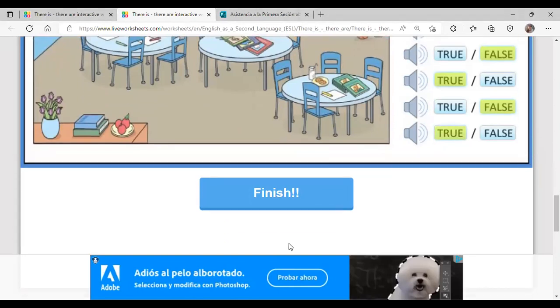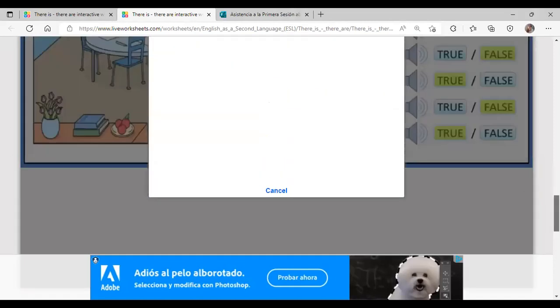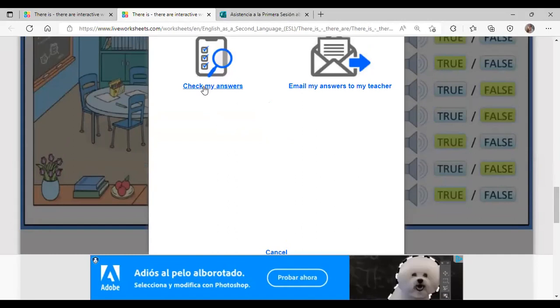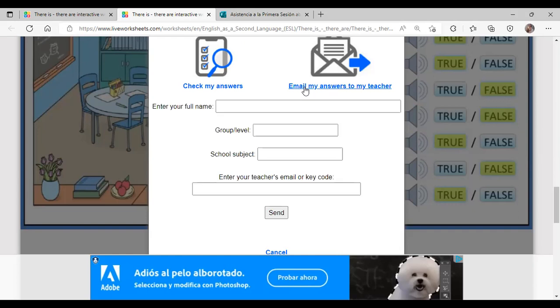Ok. Ahora vamos a darle clic a finish. Recuerden que en finish, we have 2 possibilities. Check my answers and email my answers to my teacher. Si le dan email my answers to my teacher, you have to write your full name, your group, that is 044, the school subject, module 6, and here you are going to write my email address. My email address is aribonna@gmail.com.